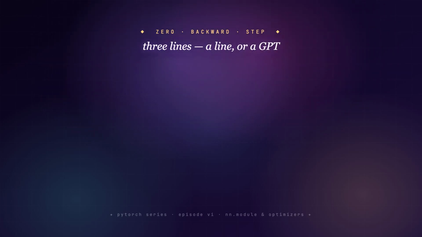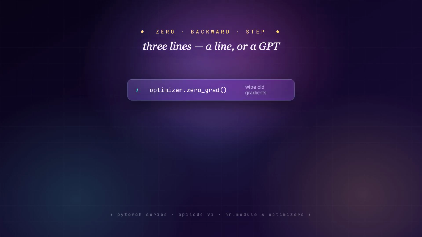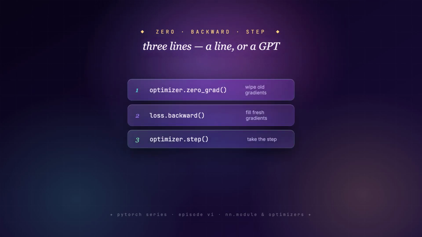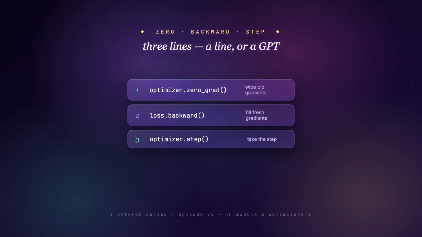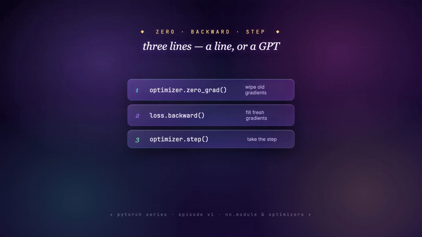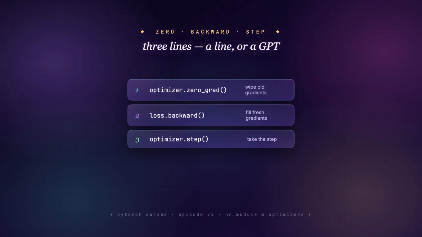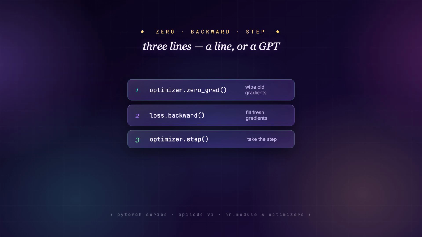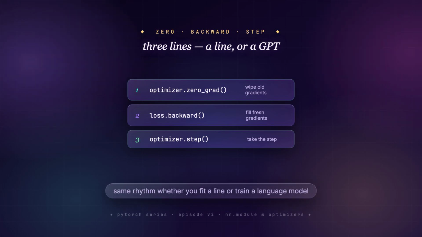And here's the loop, the part you'll write for the rest of your life. Three lines in this order. zero_grad, wipe last step's gradients because PyTorch adds them up by default. Backward, fill in fresh gradients for this batch. Step, let the optimizer take the step. Zero, backward, step. That rhythm is identical whether you're fitting a line or training a language model. Learn it once here, use it forever.